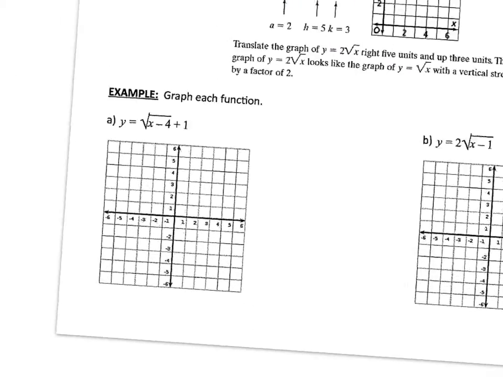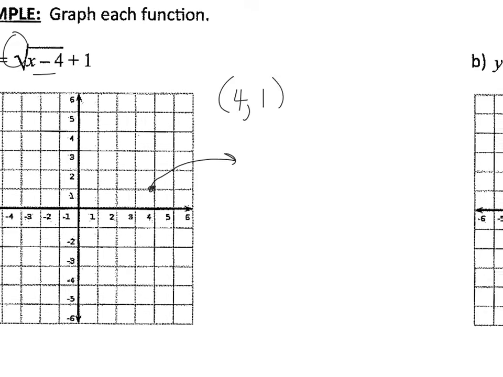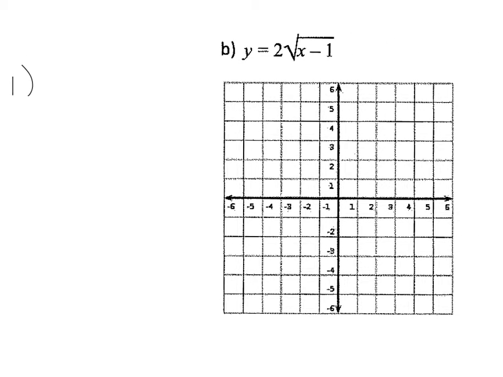So let's look at what's going to happen with this one. y equals the square root of x minus 4. So it's going to open up because it's positive in front, but the vertex of my root function is going to be right 4, up 1. So I'm going to go right 4, up 1. And it looks like that. So make sure you put an arrow, it's going to the right. And then this one right here, my vertex is going to be right 1, and I'm not going up or down, so it's 0. So I'll go right 1, up 0. And this time I'm stretching out by a factor of 2.